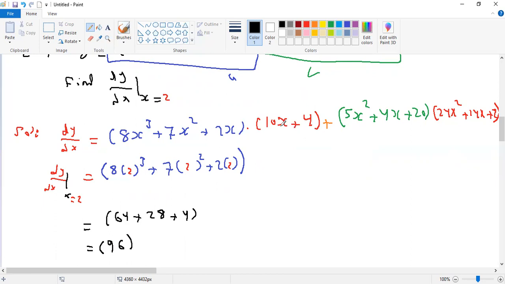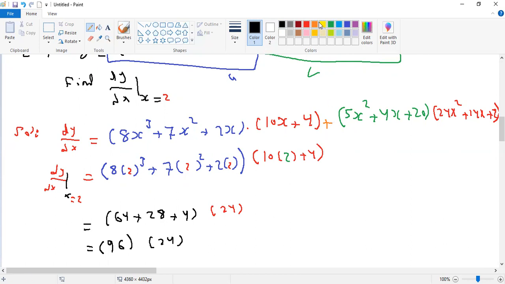Okay, then the second one, multiplied by the first u by v prime. The v prime is 10x plus 4. So what is the x? Don't forget, the x is 2. So now this is 20, 24. This one is clear. So multiply by 24. So the second one is 24.